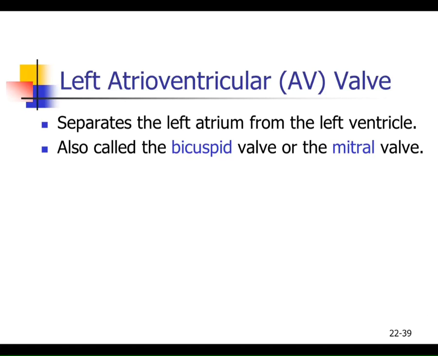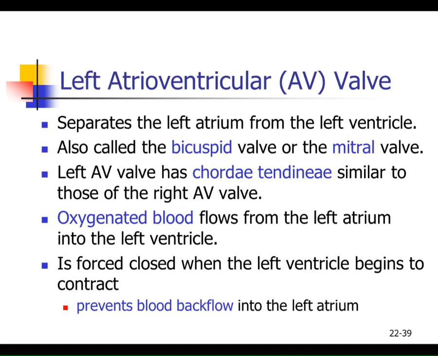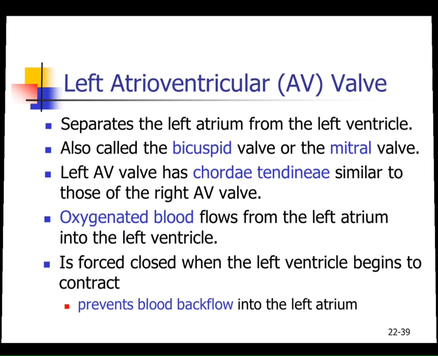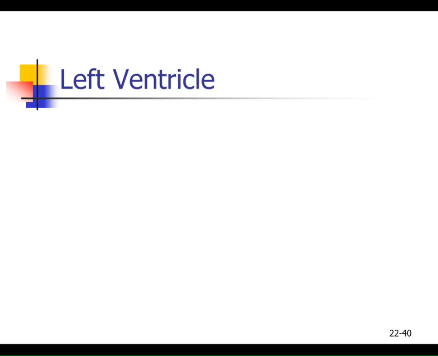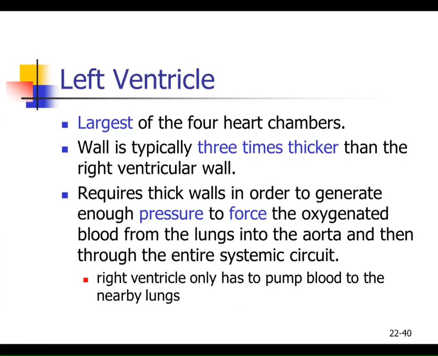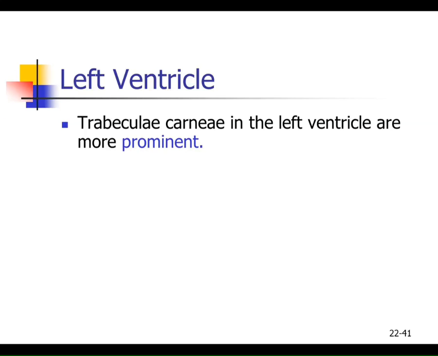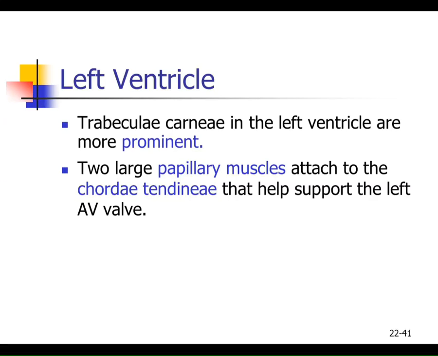The left AV valve, aka the mitral bicuspid, chordae tendineae, all that looks and feels the same over the left side. Leaving out the left ventricle, which is the largest of the 4 chambers, much more muscular, myocardium. It has to work the hardest because this is the chamber that's going to force blood out to your brain. Again, don't worry about the trabeculae. That's another term I did not mention this semester. So the trabeculae carneae, don't worry about that. We still have the papillary muscles and the chordae tendineae over here.